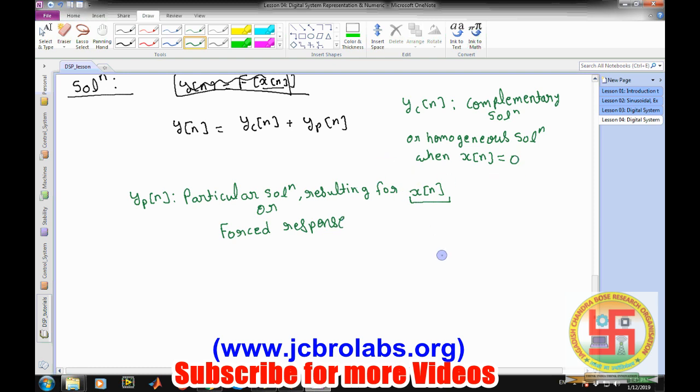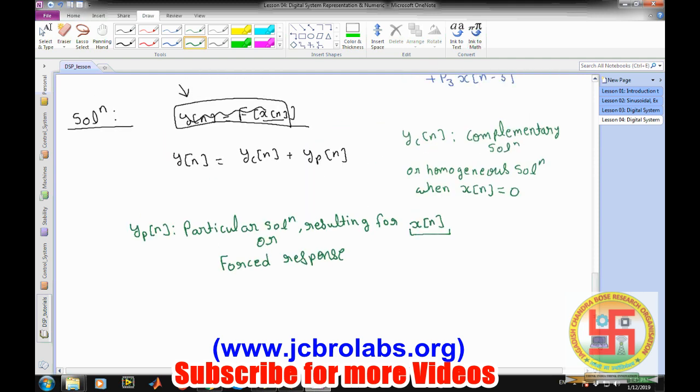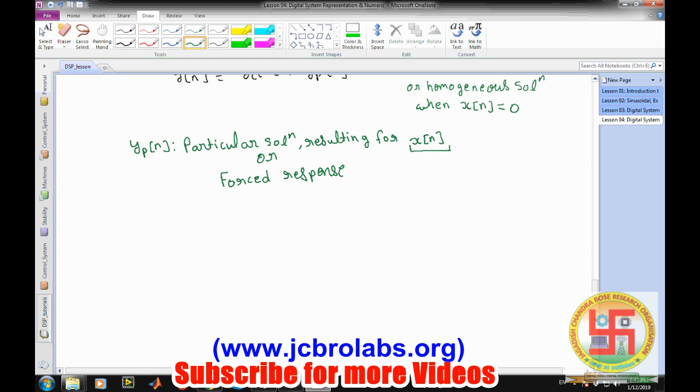So there are several ways to find the solution of yc of n and yp of n in the discrete domain, like you used to calculate in the time domain, or you have done this in your basic engineering mathematics course. So we will not go into the detail of this solution, because we will be solving such equations using the Z transform, and we have not introduced the Z transform yet. So we will be dealing with the solution of this equation later. But these terms should be kept in mind, like yc of n, the complementary or natural response, and yp of n, the forced response of the system.